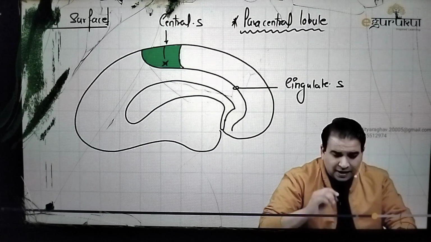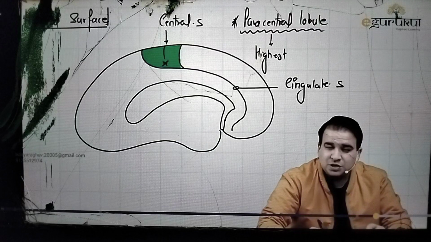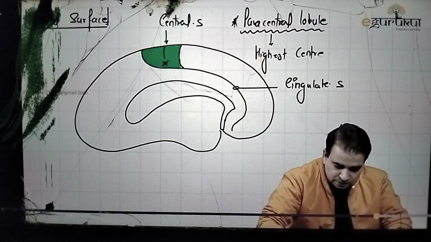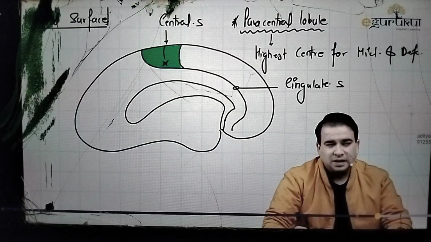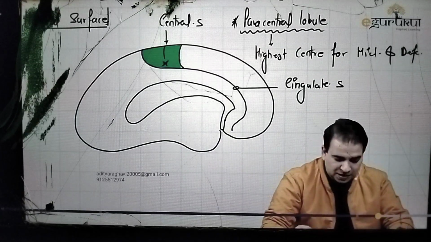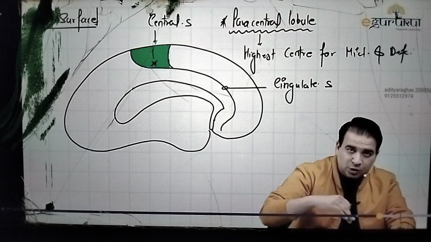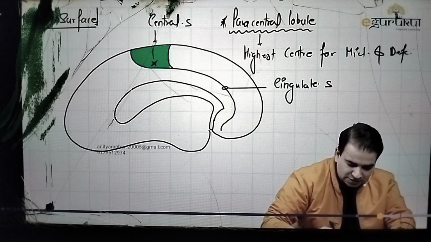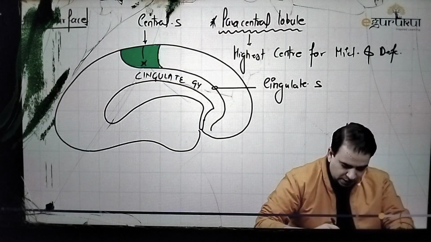And why is this paracentral lobule so important? Because the paracentral lobule is the highest center for micturition and defecation. Please note that. It is the highest center for micturition and defecation, the paracentral lobule. So the gyrus that you see below the cingulate sulcus is called the cingulate gyrus. This is the cingulate gyrus. That is the cingulate gyrus.